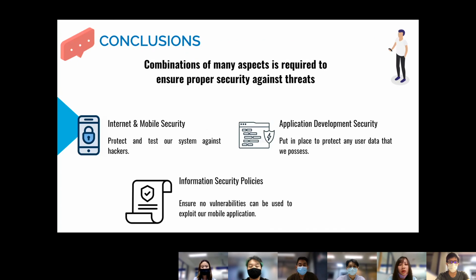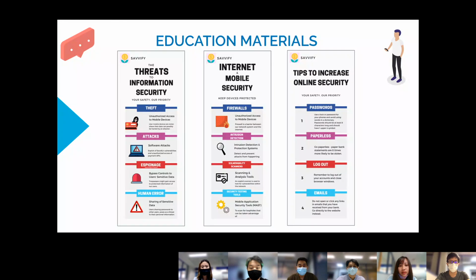In conclusion, accommodation of many aspects is required to ensure proper security against threats to our system. Internet and mobile security helps to protect and test our system against attackers. Application development security ensures that no vulnerabilities can be used to exploit our mobile application, and information security policies are in place to protect any user data that comes into our possession. We hope our recommendations will be useful for any security considerations that might happen in the future.